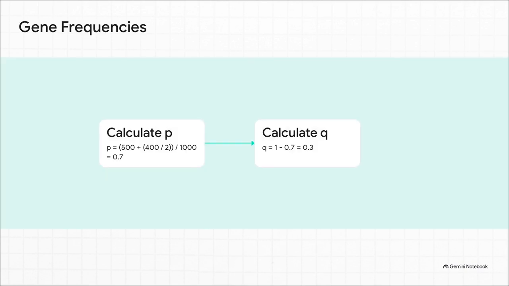Now, because we miraculously know all the genotypes in this specific gerbil scenario, we can calculate the exact gene frequencies straight away. To find p, which is the dominant brown allele, we take the 500 gerbils that only have brown alleles, and we add half of the 400 heterozygote gerbils, since only half their genes are dominant brown. That's 500 plus 200, which gives us 700. Divide that by our total population of 1,000, and our p is 0.7. Using our simple baseline equation, q is just 1 minus 0.7, giving us a recessive black allele frequency of 0.3.